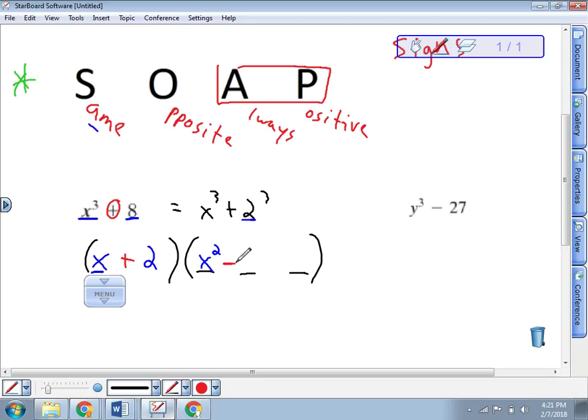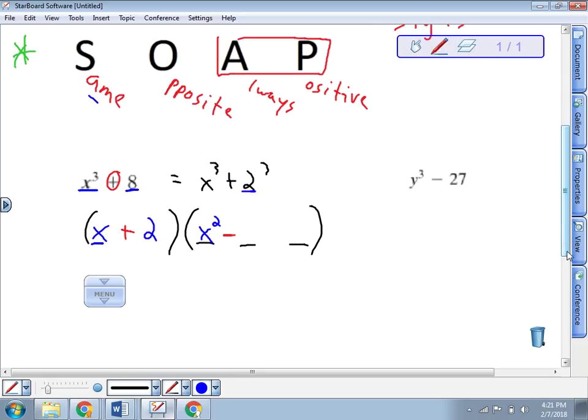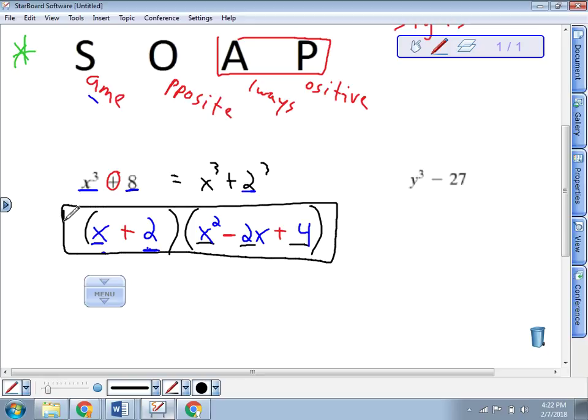Now the next value comes from multiplying these two together. So the second answer comes from taking x times 2. X times 2 is 2x. And then the last term, our sign is always positive. There will always be a plus there. That's what the AP stands for. We take the second term, the 2, and we square that. 2 squared is 4. And that right there, that's the pattern. So all your answers will look similar to that.